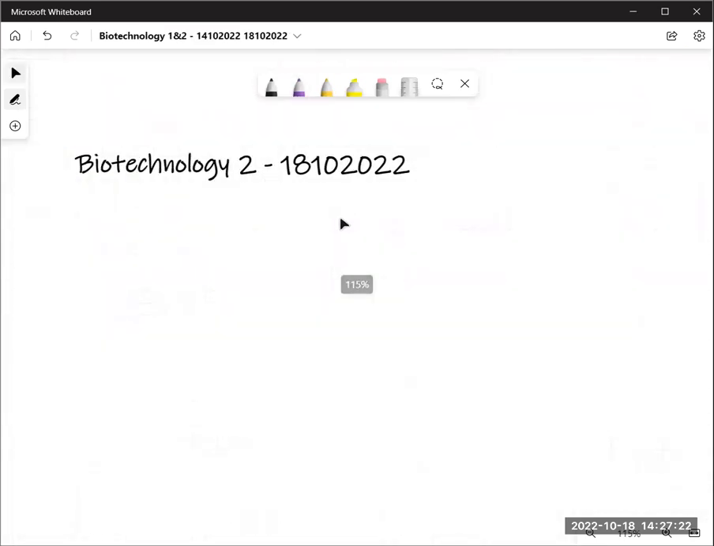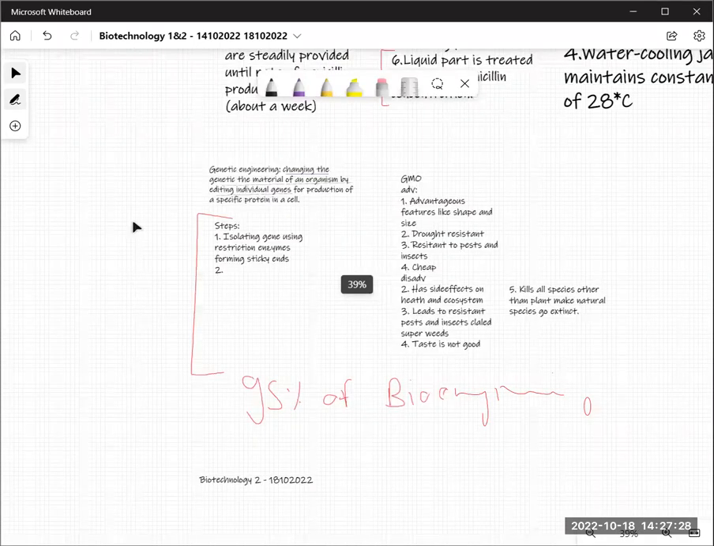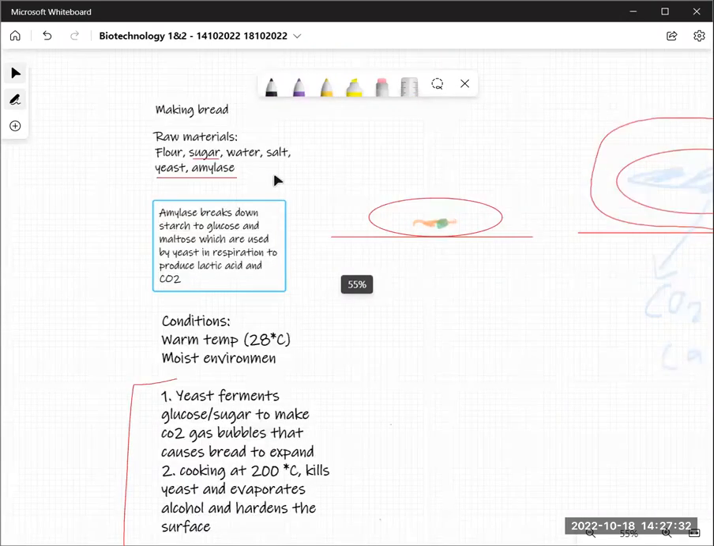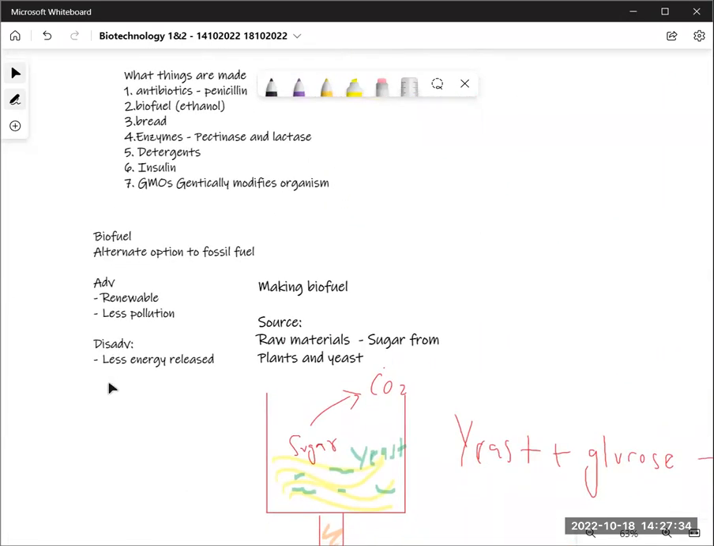We're studying IGCSE Biology, and we're starting Biotechnology 2. In the last class, to recap what we did, we looked at microorganisms such as yeast, and how they were used to make bread and biofuel, and what the advantages and the steps are.